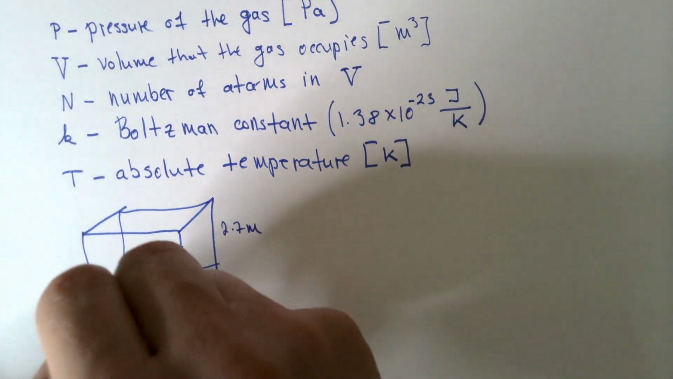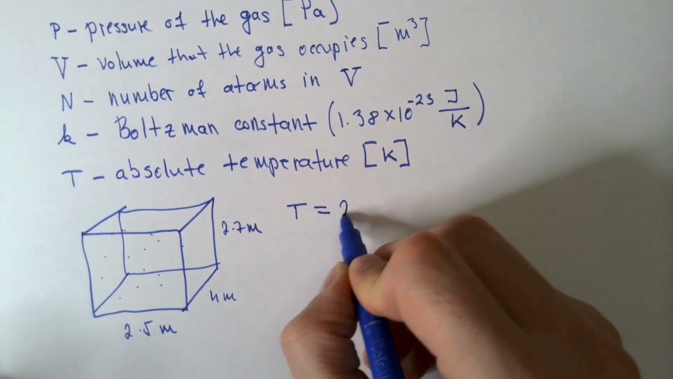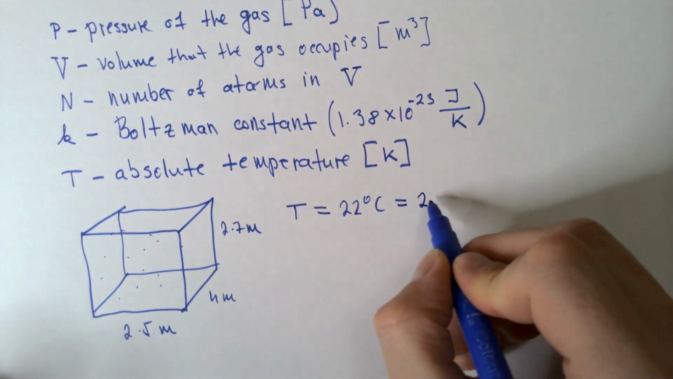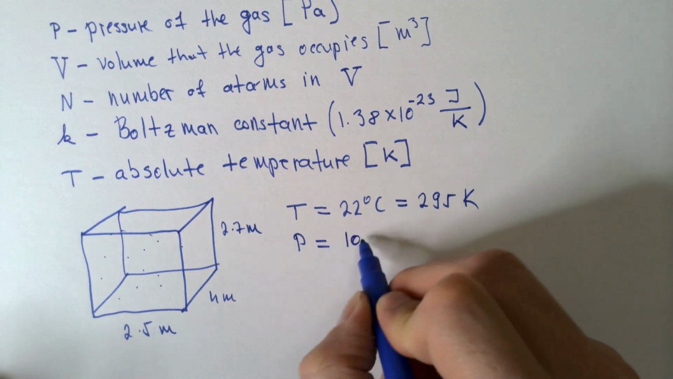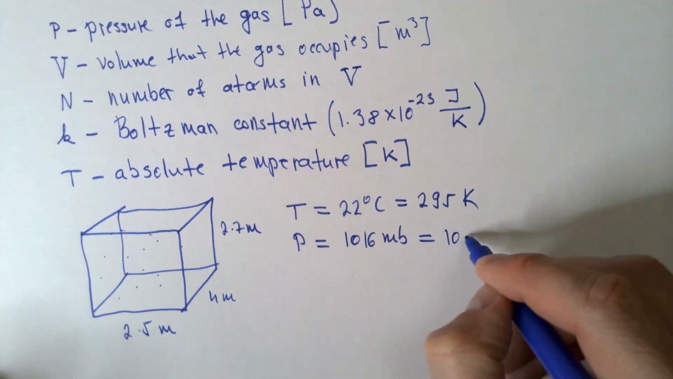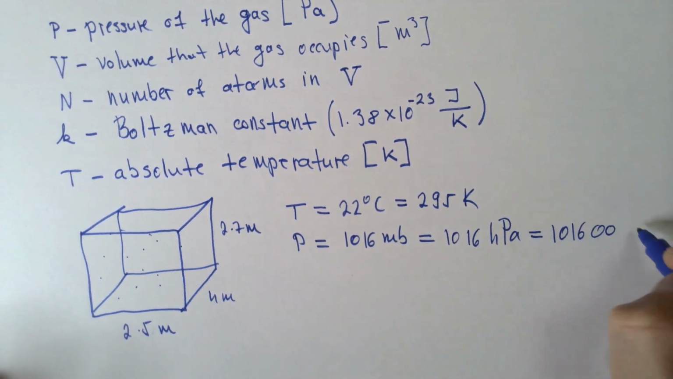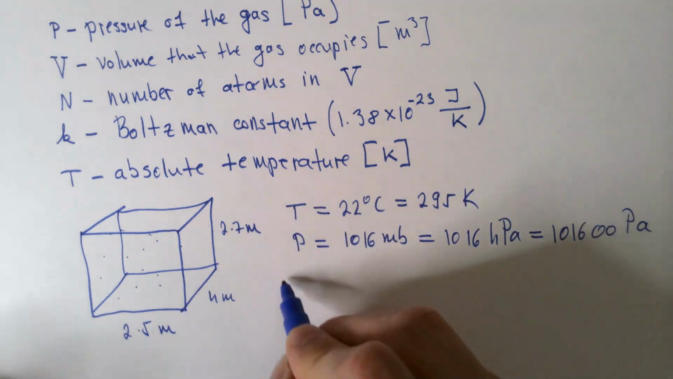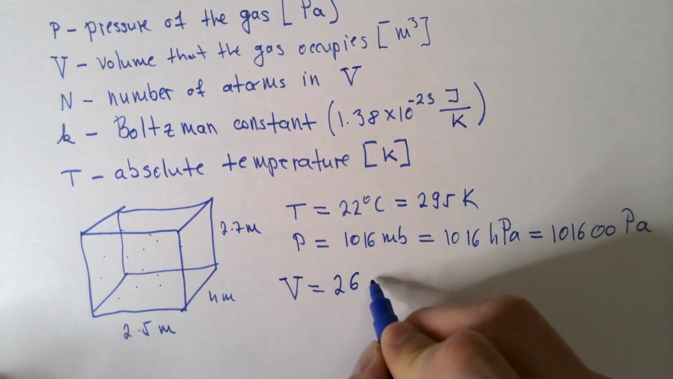And there are all kinds of atoms in the air in my room. Temperature in my room is 22 degrees Celsius. But remember, I have to convert this to kelvins, so that is 295 kelvins. Pressure in my room I measured is 1016 millibars, and that will be 1016 hectopascals, and that is 1016 with two more zeros, pascals. Boltzmann constant is right here. So from this we can calculate the volume by multiplying these three numbers, approximately 26 cubic meters.